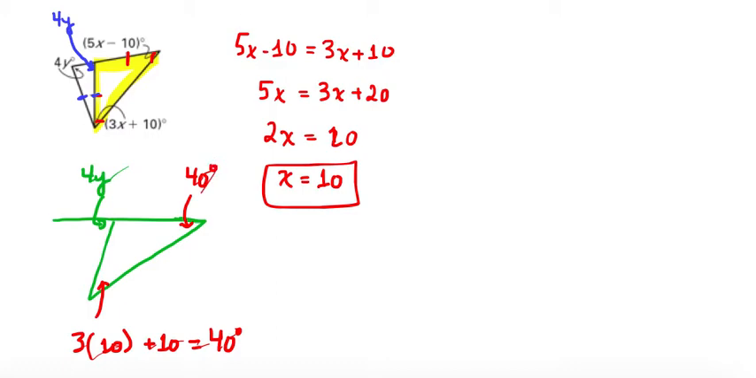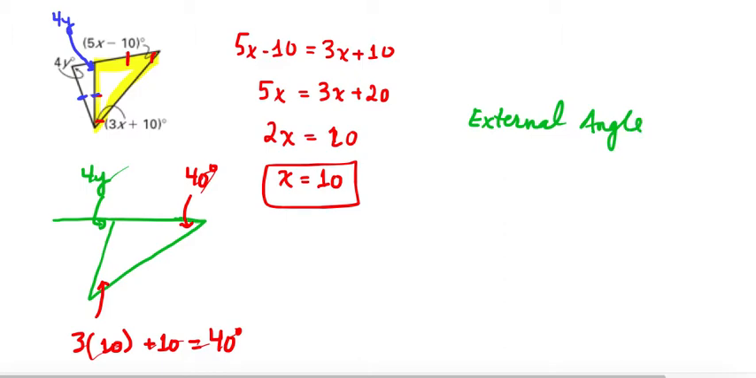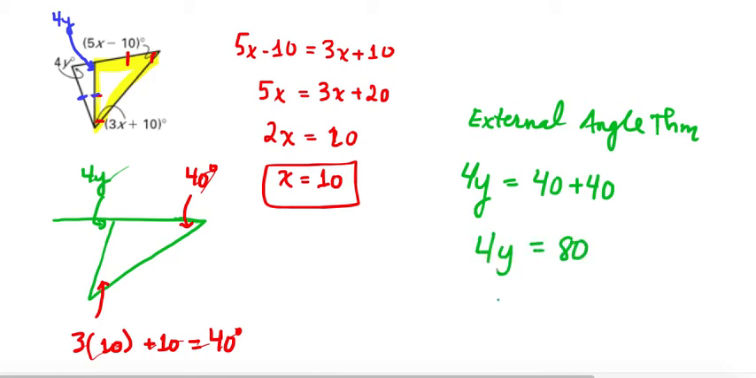And so finally we can use what's called the exterior angle theorem. I don't know if you remember this, but it's good to review a little bit. The exterior angle theorem says that you have an exterior angle here, it must be equal to the sum of the two non-adjacent angles. So that means 4y must be equal to 40 plus 40. So we get that 4y is equal to 80, and then divide both sides by 4, and we get that y is equal to 20.